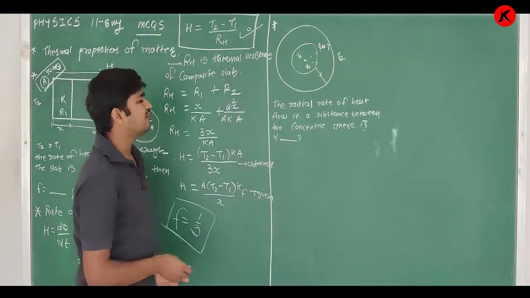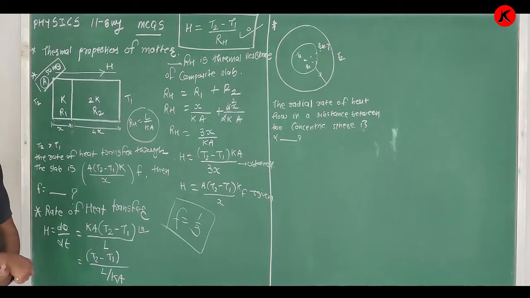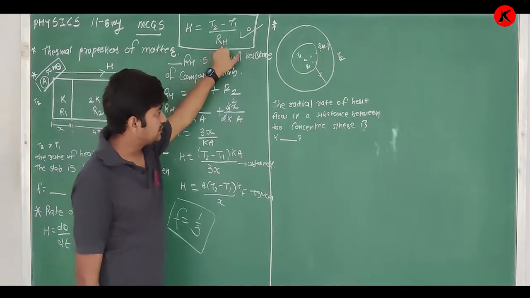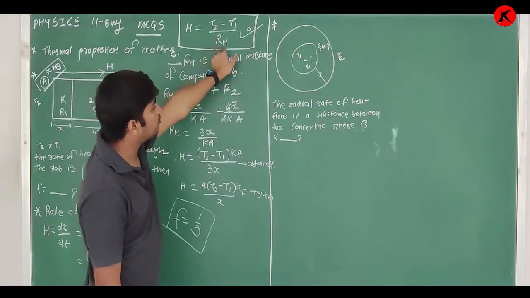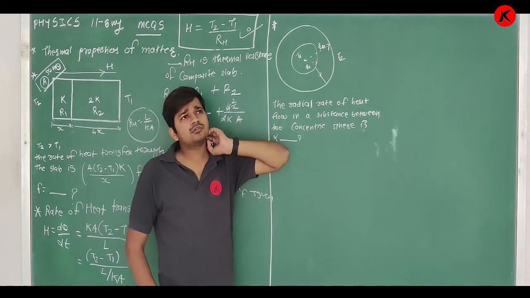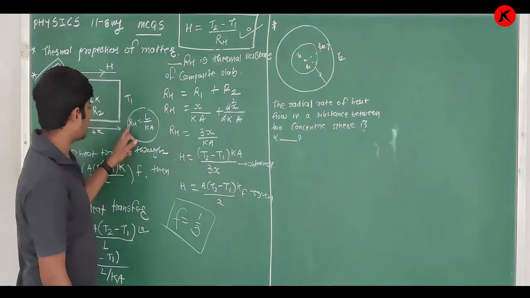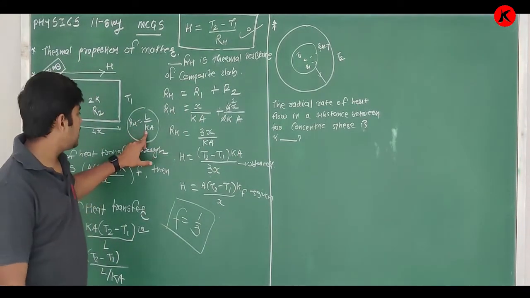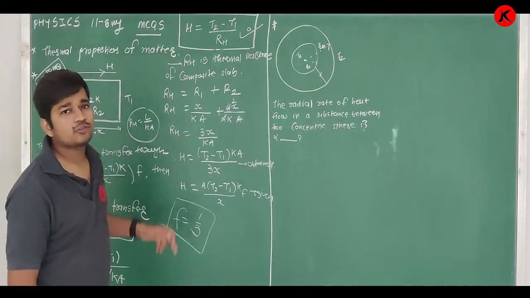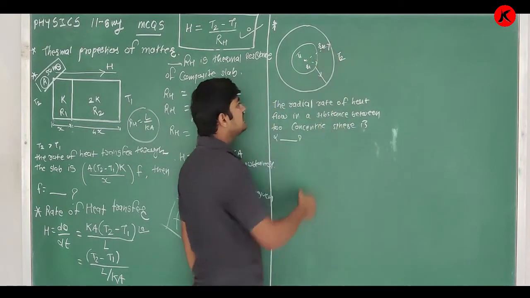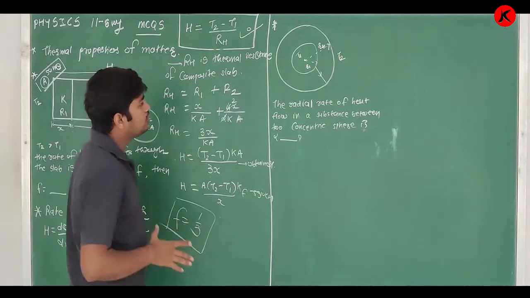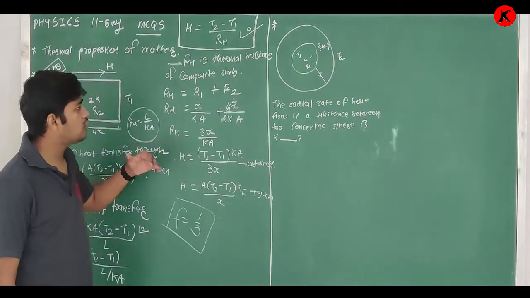So what is the equation of the radial rate of heat flow? It depends on T2 minus T1 upon RH. We know the temperature difference. First of all, we have to find the resistance between these two spheres. What is the resistance of an object? L upon KA. K is the same, L is the distance, but A is the area. The area changes continuously from the center, and due to that we have to use the method of integration, because this area is not constant.